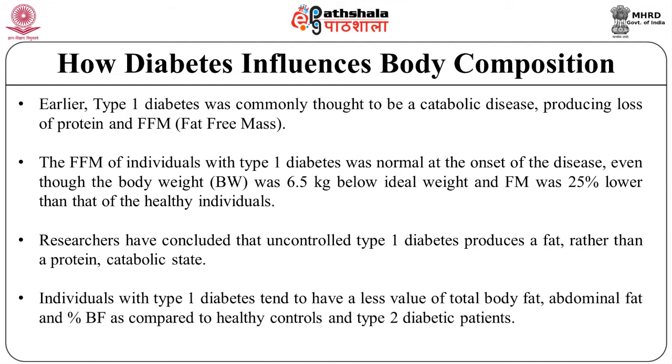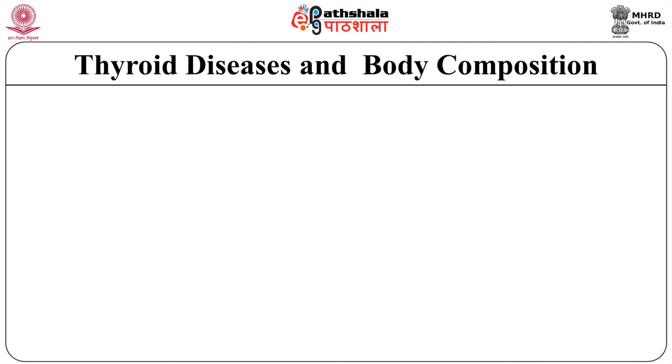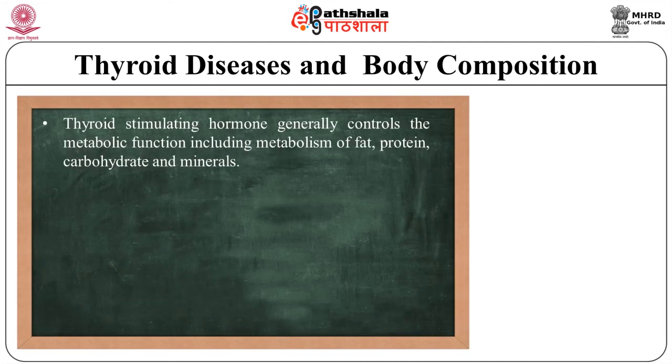state. Individuals with type 1 diabetes tend to have a lower value of total body fat, abdominal fat and percent body fat as compared to healthy controls and type 2 diabetes patients, Gomez et al. 2001. Now, thyroid disease and body composition.